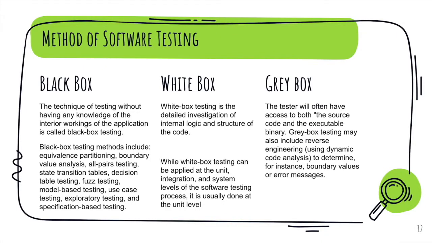So there are certain methods of software testing. One of the methods is black box testing, white box testing, and gray box testing. In black box testing, the technique of testing without having any knowledge of the interior working of the application is called black box testing. So black box testing methods include equivalence partitioning, boundary value analysis, all pairs testing, state transition tables, decision table, fuzz testing, model based testing, use case testing, exploratory testing, and specification based testing.